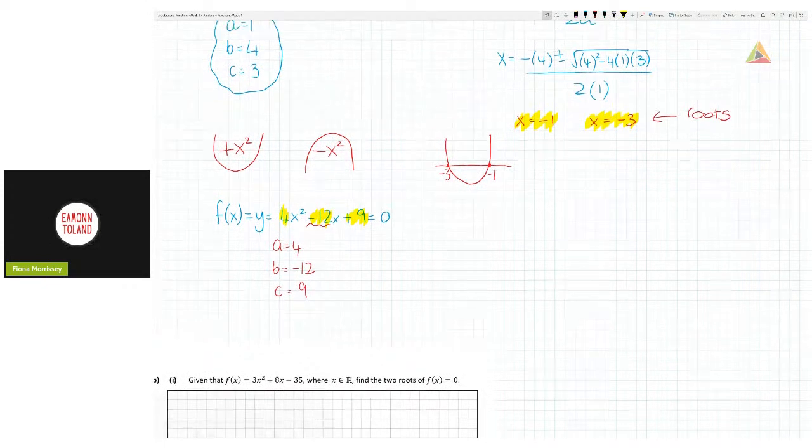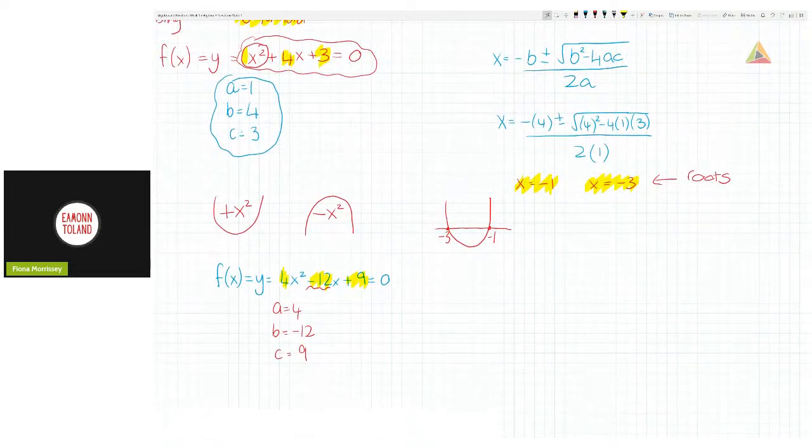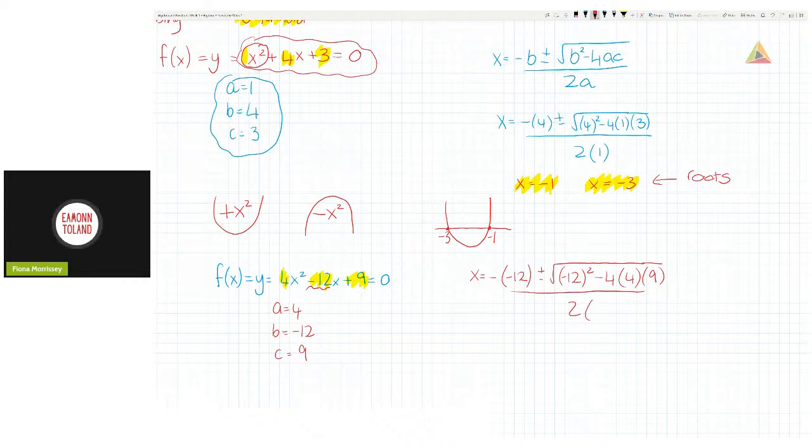We're going to sub that straight into our quadratic formula, and that's going to give me x equals minus b, so that's minus 12. Notice that when I'm subbing them into the formula, I'm always using my brackets. Plus or minus the square root of b squared, so that's minus 12 squared. Very important, the minus 12 is in a bracket there, so that when we put it into the calculator, the minus is squared as well as the 12. Minus 4 times a, which is also 4, times c, which is 9. And that's all over 2 times a, which is 2 times 4.